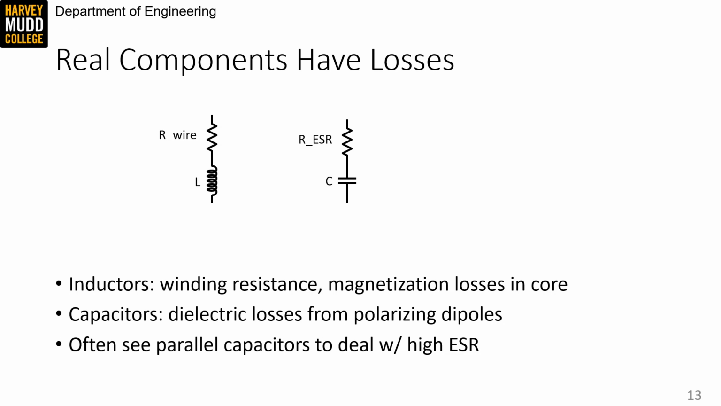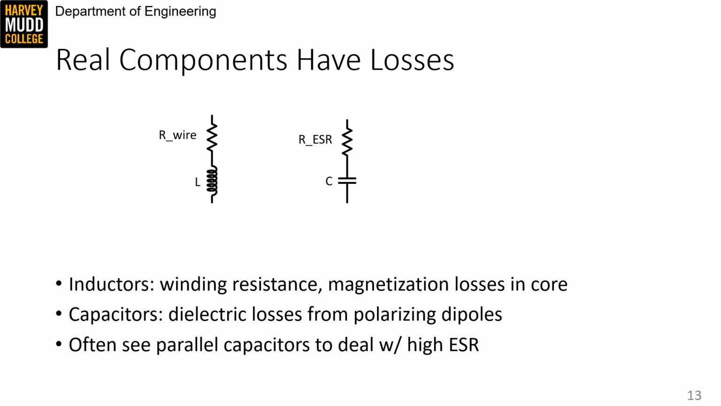It's also common to boost inductance by using ferromagnetic materials as inductor cores, and magnetization of materials has some energy loss associated with it. Capacitors have a similar behavior where polarization of the dielectric has a little bit of loss associated with it. In all of these cases, we model the loss on the component as a series resistor. For capacitors, this is commonly called the equivalent series resistance, or ESR.